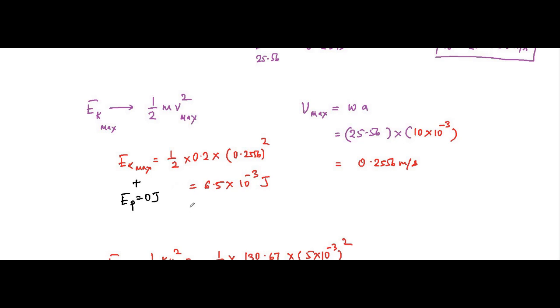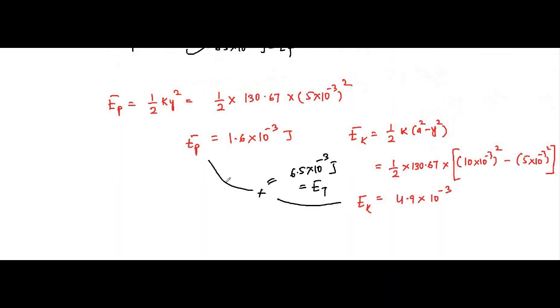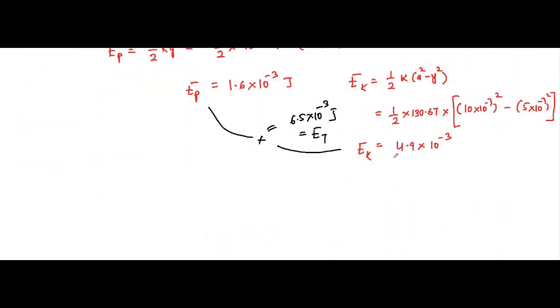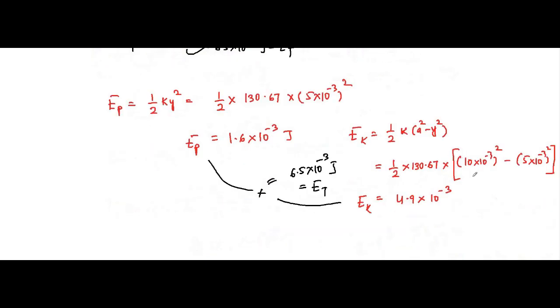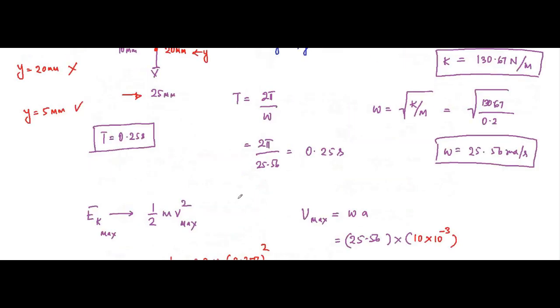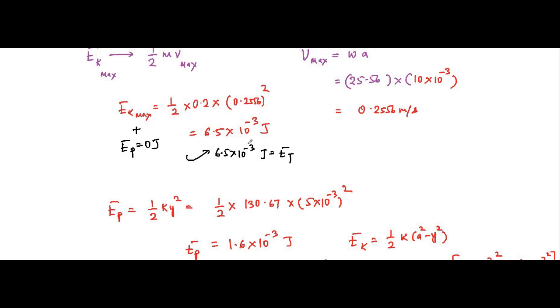Sum of both is equal to 6.5 into 10 to the power minus 3 joule, which is equal to the total. And at y equal to 20 millimeter position, which from the SHM point of view is 5 millimeter instantaneous position, the sum is also 6.5 into 10 to the power minus 3 joule. So a very important point which we have discussed many times before: the total energy throughout the SHM motion at any position is constant.